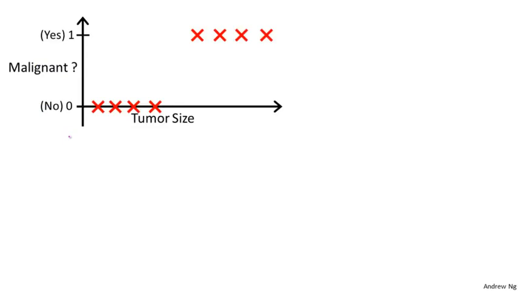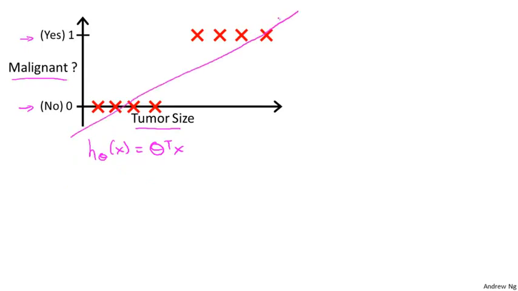Here's an example of a training set for a classification task, for classifying a tumor as malignant or benign, and notice that malignancy takes on only two values, 0 for no or 1 for yes. So one thing we could do, given this training set, is to apply the algorithm that we already know, linear regression, to this data set, and just try to fit a straight line to the data. So if you take this training set and fit a straight line to it, maybe you get a hypothesis that looks like that. Right, so that's my hypothesis, h of x equals theta transpose x.